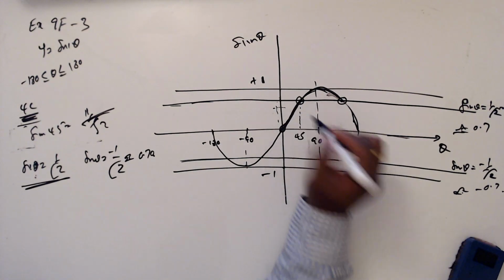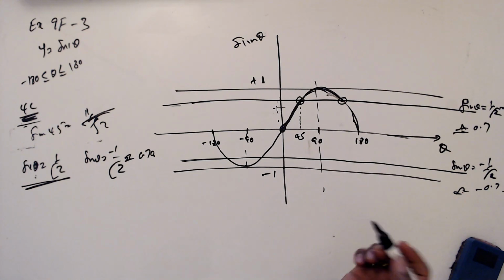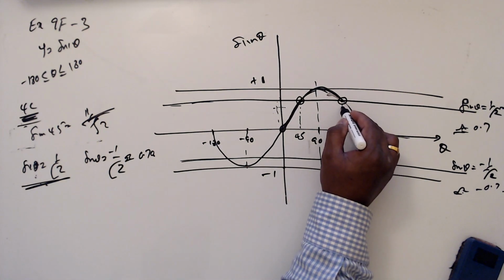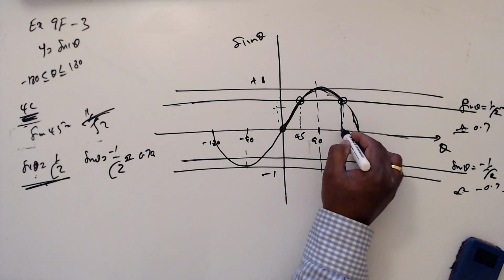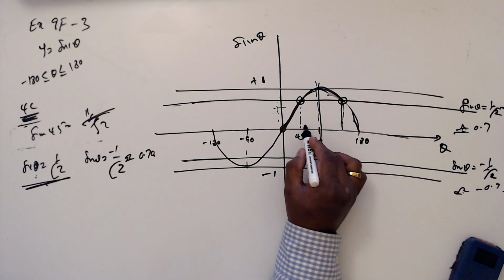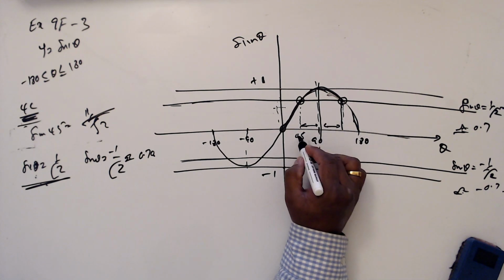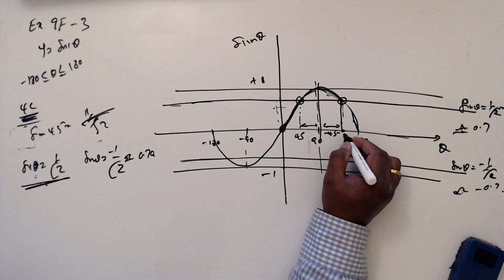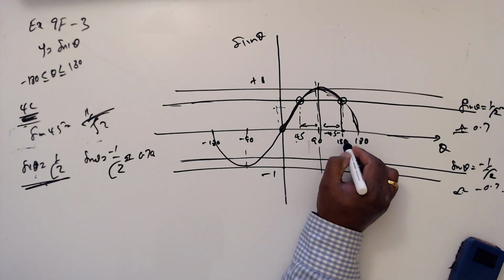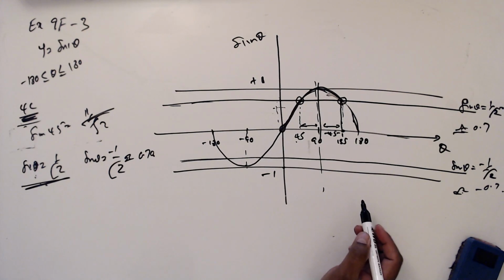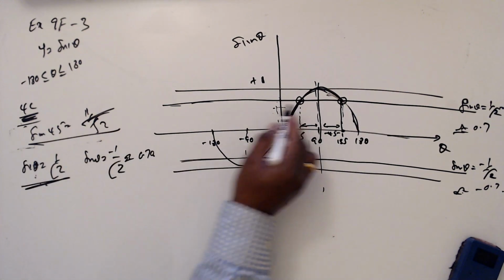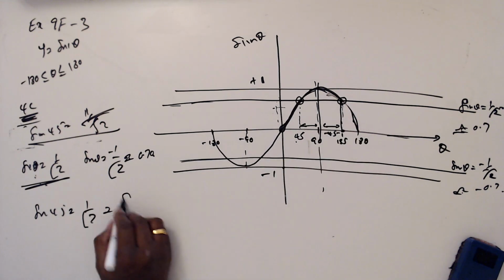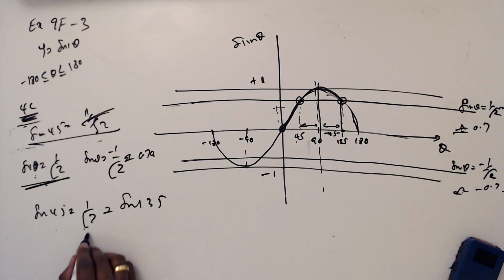So this is 45, and sine 45 is 1 over square root 2. What is the other value? When you draw it, you can see from the symmetry that this is 45 and this is also 45. This value is going to be 90 plus 45, which is 135. It means you found out sine 45 equals 1 over square root 2, and also sine 135 equals 1 over square root 2.